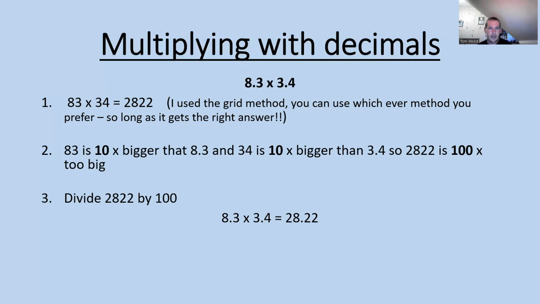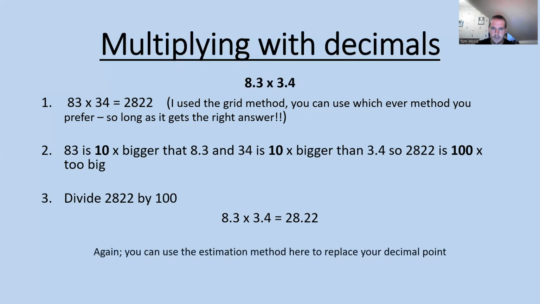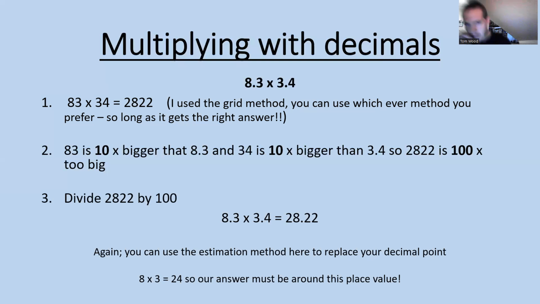is to use an estimate. Okay, I've got 8.3 times 3.4. It's roughly 8 times 3. So I know that 8 times 3 is 24. I can work that out. So I know that my decimal point needs to go in the place where I'm closest to this answer. It can't go before the 8 and make it 2.822 because that is way too small. It can't go on the other side so that we end up with 282 because it's way too big. The closest it can be to that estimate is to put the point right in the middle there.